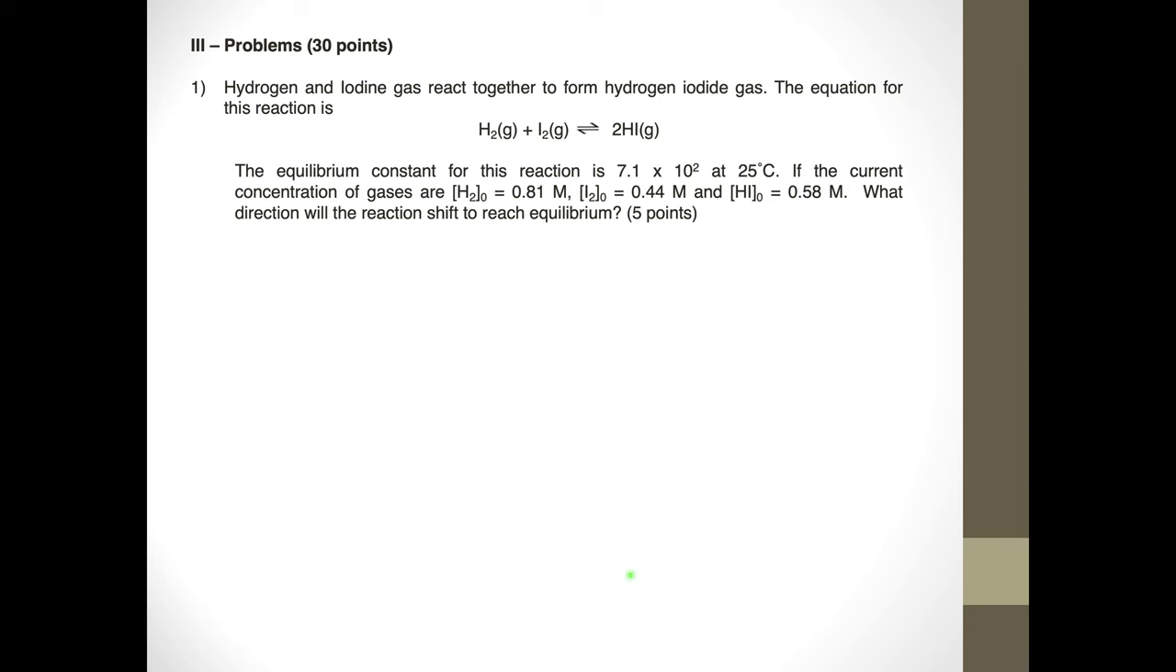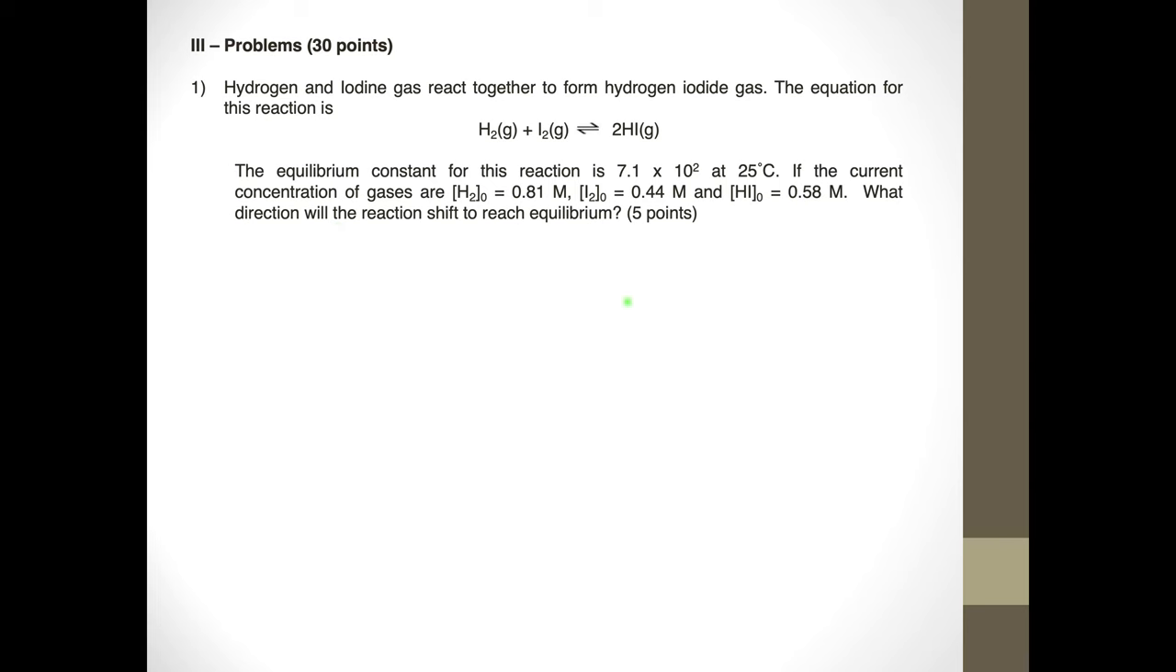Now we're going to the problem section, that's section 3. Number 1: hydrogen and iodine gas react together to form hydrogen iodide gas. The equation for this reaction is this one here. We have an equilibrium here. The equilibrium constant for this reaction is 7.1 × 10⁻² at 25 degrees. If the current concentrations of the gases are 0.81 for hydrogen, 0.44 for the iodine, and 0.58 for the hydrogen iodide, what direction will the reaction shift to reach equilibrium?